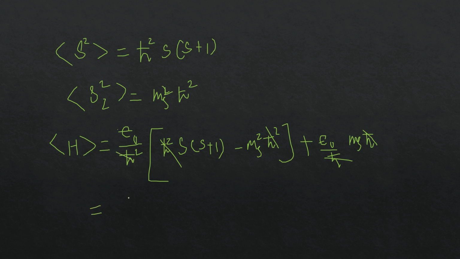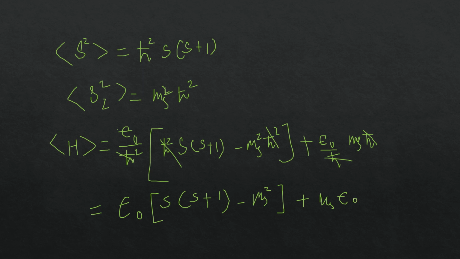So this will become epsilon naught times s into (s plus 1) minus ms square, plus ms epsilon naught. So what can I do here? I can take epsilon naught as common. So I can write it as epsilon naught times [s into (s plus 1) minus ms square plus ms]. Yeah, this is it.